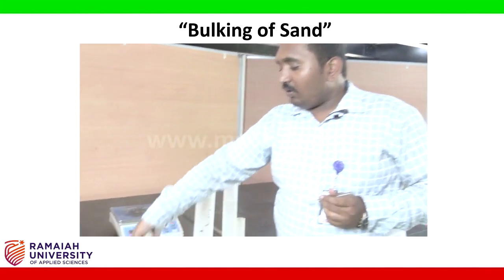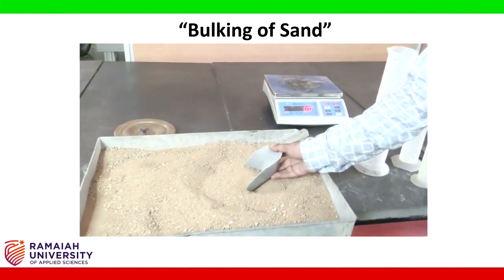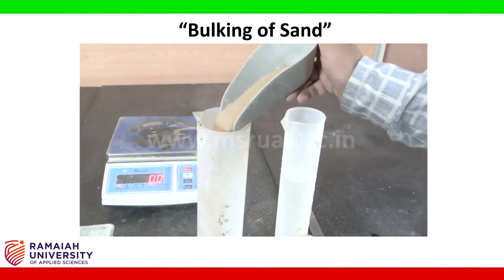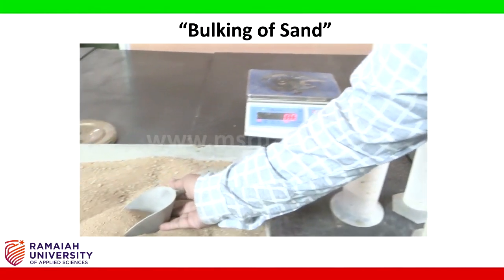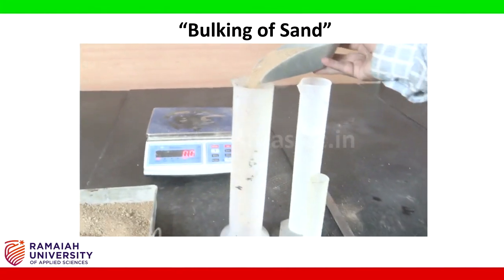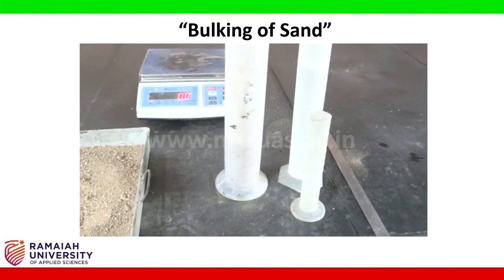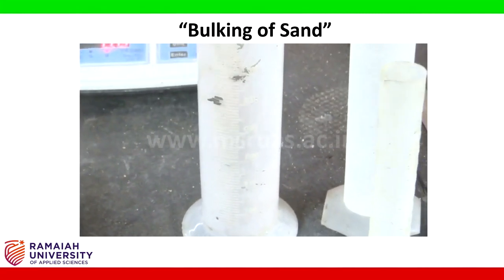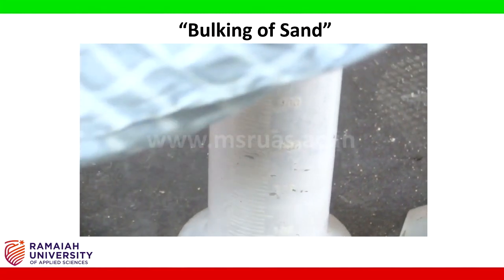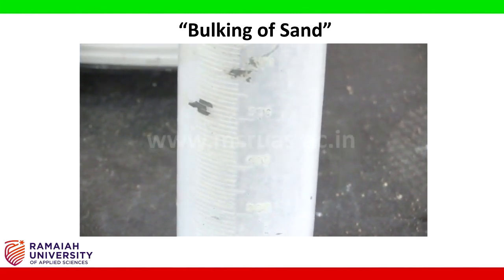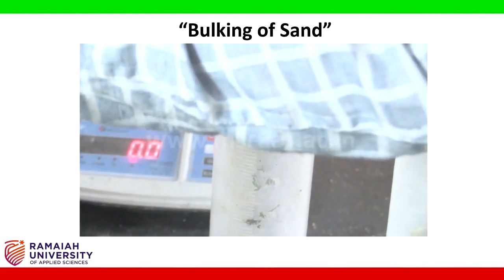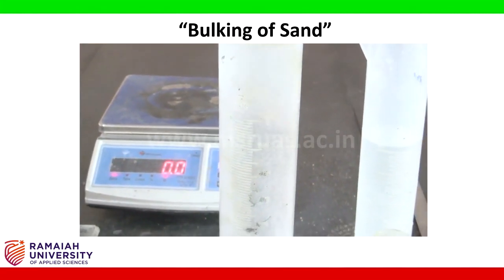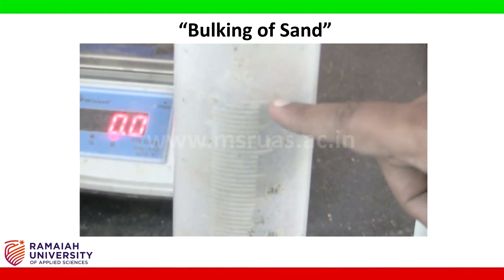Let's start the experiment. We are going to take up the fine aggregate. I am going to place it in a 1 liter cylinder for a known height. I am going to place completely 1 liter of it. So now I have placed the sand up to the 1000 reading.